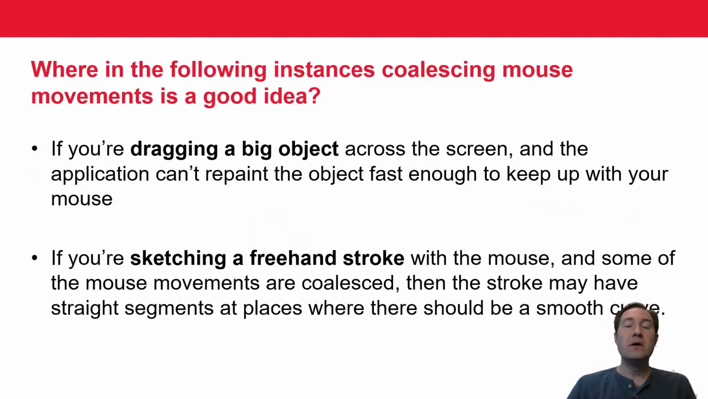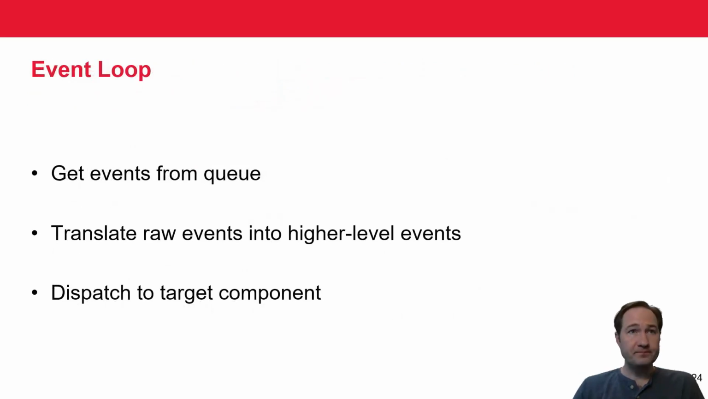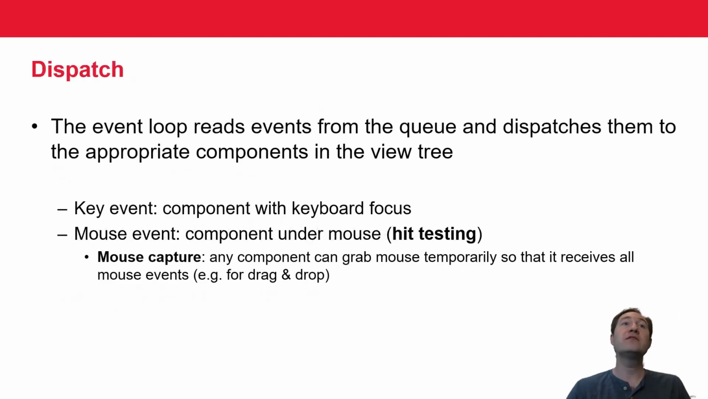Okay, so let's talk about the event loop. Just to recap here, during that loop, we're getting events from a queue, we're translating raw events into higher level events, and then once we've done this, we have raw and translated events. Now we need to dispatch those events off to the listeners. So the event loop reads events from the queue and then dispatches them to the appropriate components in the view tree. Now, if you remember, this is essentially the HTML structure that we put together.